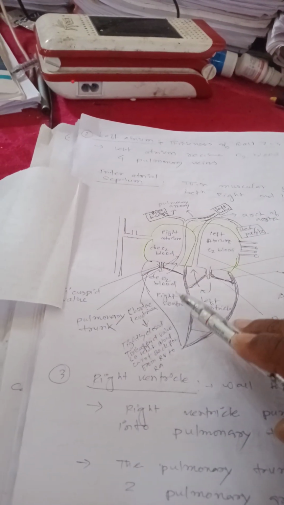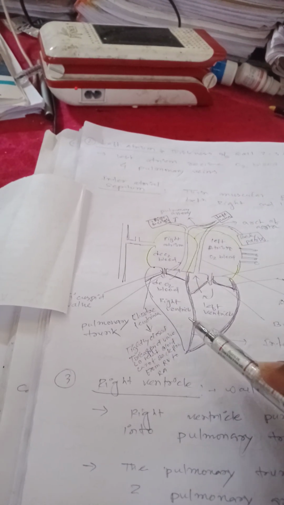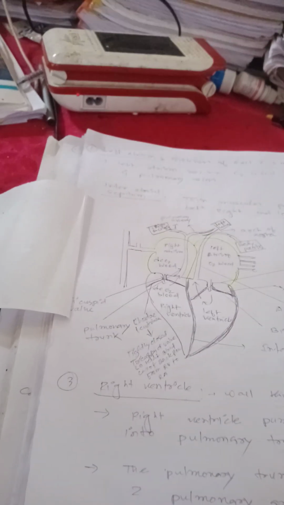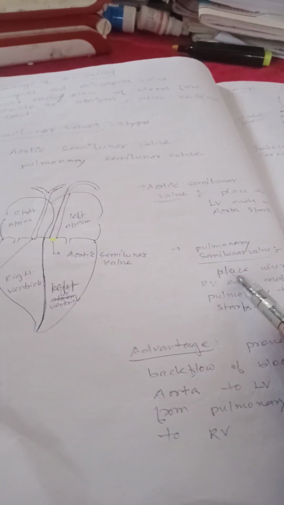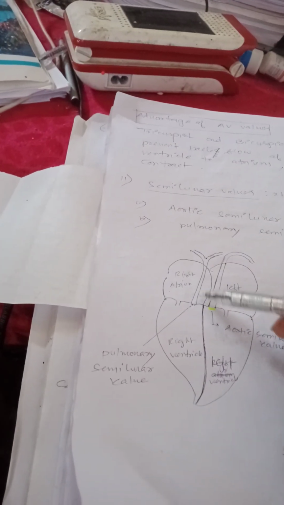After the blood enters the pulmonary trunk from the right ventricle, the pulmonary semilunar valve prevents the backflow of blood from the pulmonary trunk to the right ventricle.